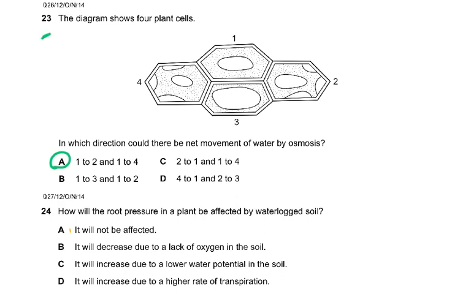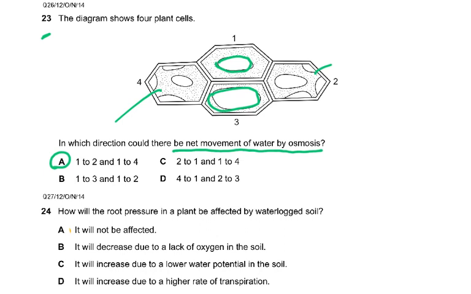Now looking at question number 23, the diagram shows 4 plant cells. Now you can see the plant cells which have a smaller vacuole, or the ones which are not plasmolyzed. You see, this was plasmolyzed, this was plasmolyzed. This one has a larger vacuole. 3 has a larger vacuole. This has a slightly smaller vacuole. Now the movement can only be from one which is fully turgid to the ones which are plasmolyzed, because it says in which direction could there be a net movement of water by osmosis.